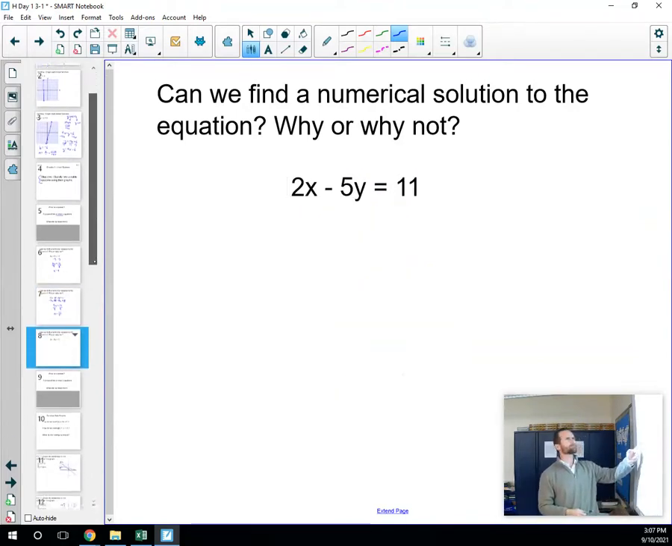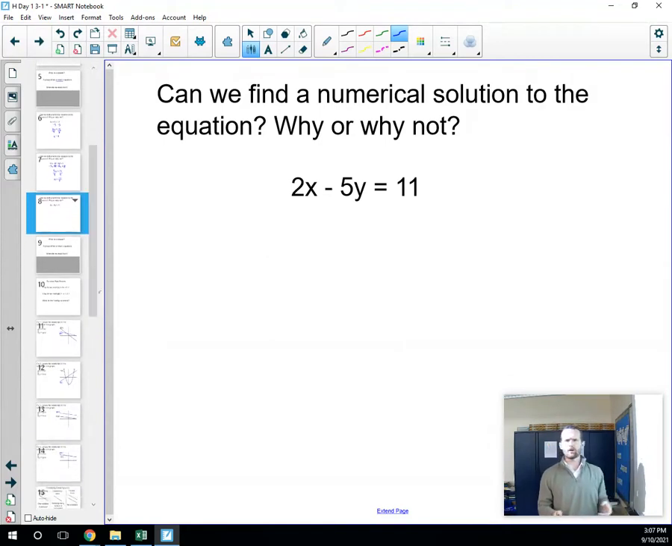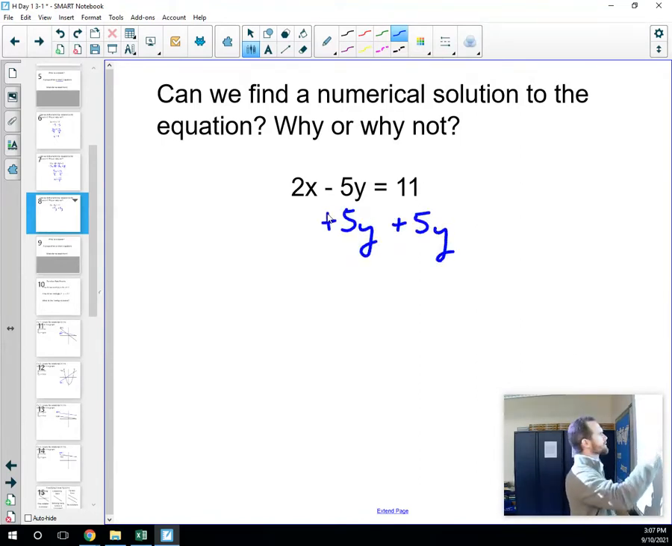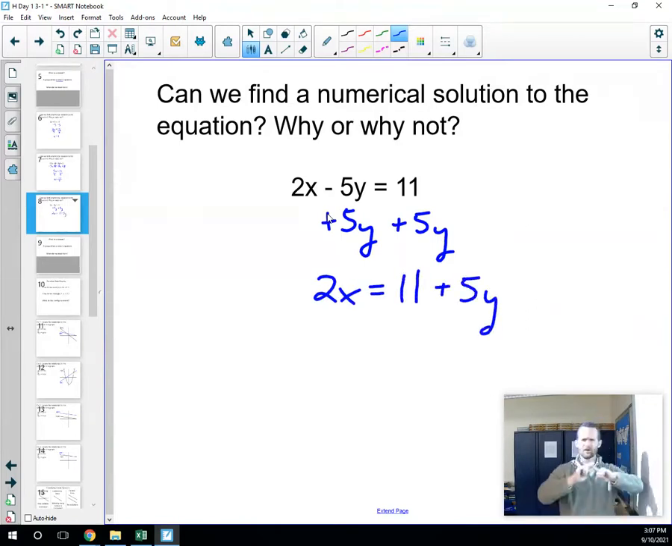How about this one? Same question, can we find a numerical solution to the equation, why or why not? But here it's 2x minus 5y equals 11. Well, we might think, well, it's just an equation. Sure, we can probably find a number answer. Let's start solving. So, okay, we add 5y on both sides to try and get our variable by itself, but then it's like, okay, wait a minute. Now we've got variables on both sides. That's a step in the wrong direction. So that can't be it.